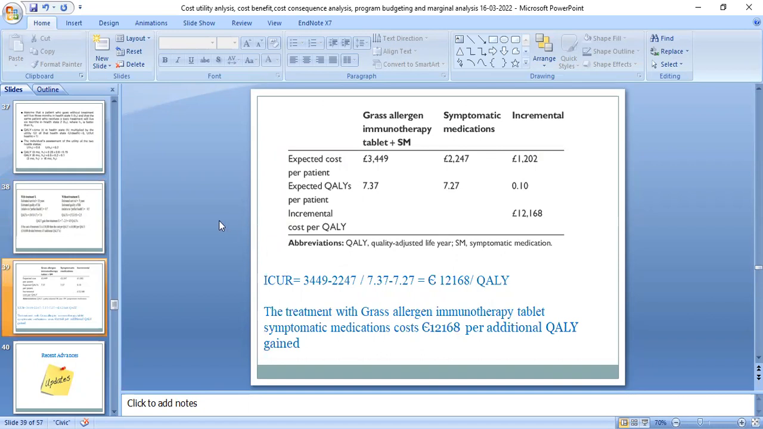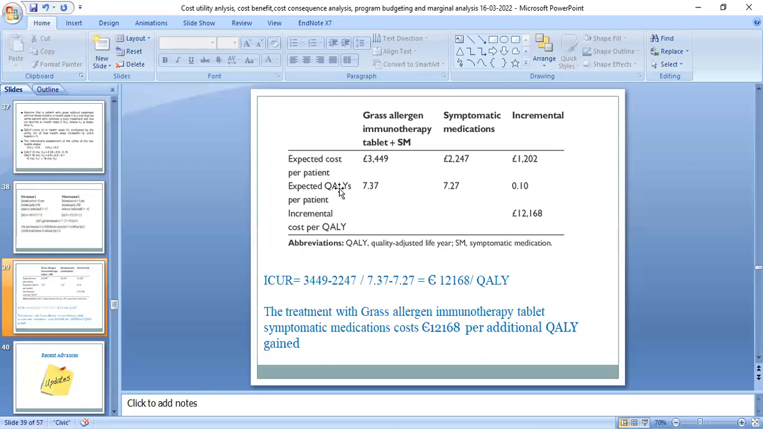This is an example of an intervention, that is grass allergen immunotherapy tablet and symptomatic medications, while the other intervention is only symptomatic medication. The expected cost for the immunotherapy tablets intervention is 3,449 euros, while with symptomatic medication alone it only costs 2,247 euros.